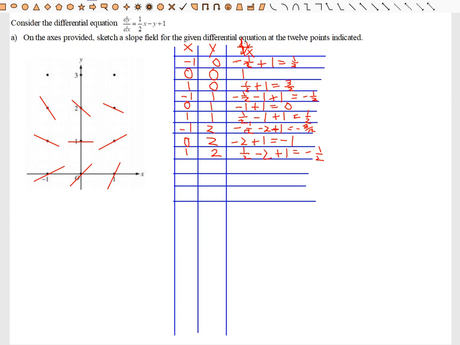So you can see the pattern follows on each of these rows. As we move to the right, the slope is increasing. So this is getting less negative here. Here it's 0, then positive. Here it's getting more positive. So you can see that kind of a pattern that can help you see that your slope field's consistent at least.